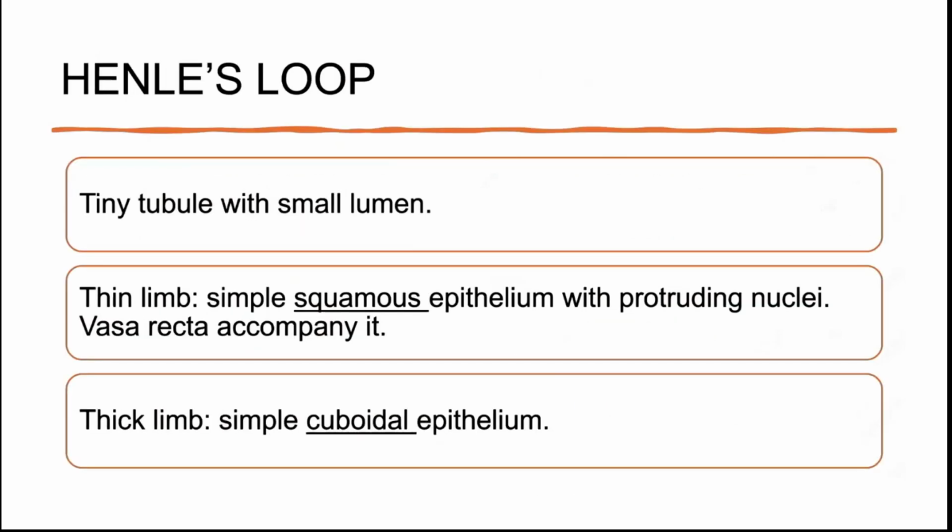Next, we have the Henle's loop. From this part onwards, I'm going to be talking about the medulla. Henle's loop is a very tiny tubule and it has a really small lumen. It has two types of limbs, a thin limb and a thick limb. The thin limb is made up of simple squamous epithelium, and the nuclei are really protruding. And there's something called the vasa recta, which are vessels which accompany the thin limb. Then we have the thick limb. The thick limb has simple cuboidal epithelium, and you can clearly see the distinct differentiation between these two in the slide.